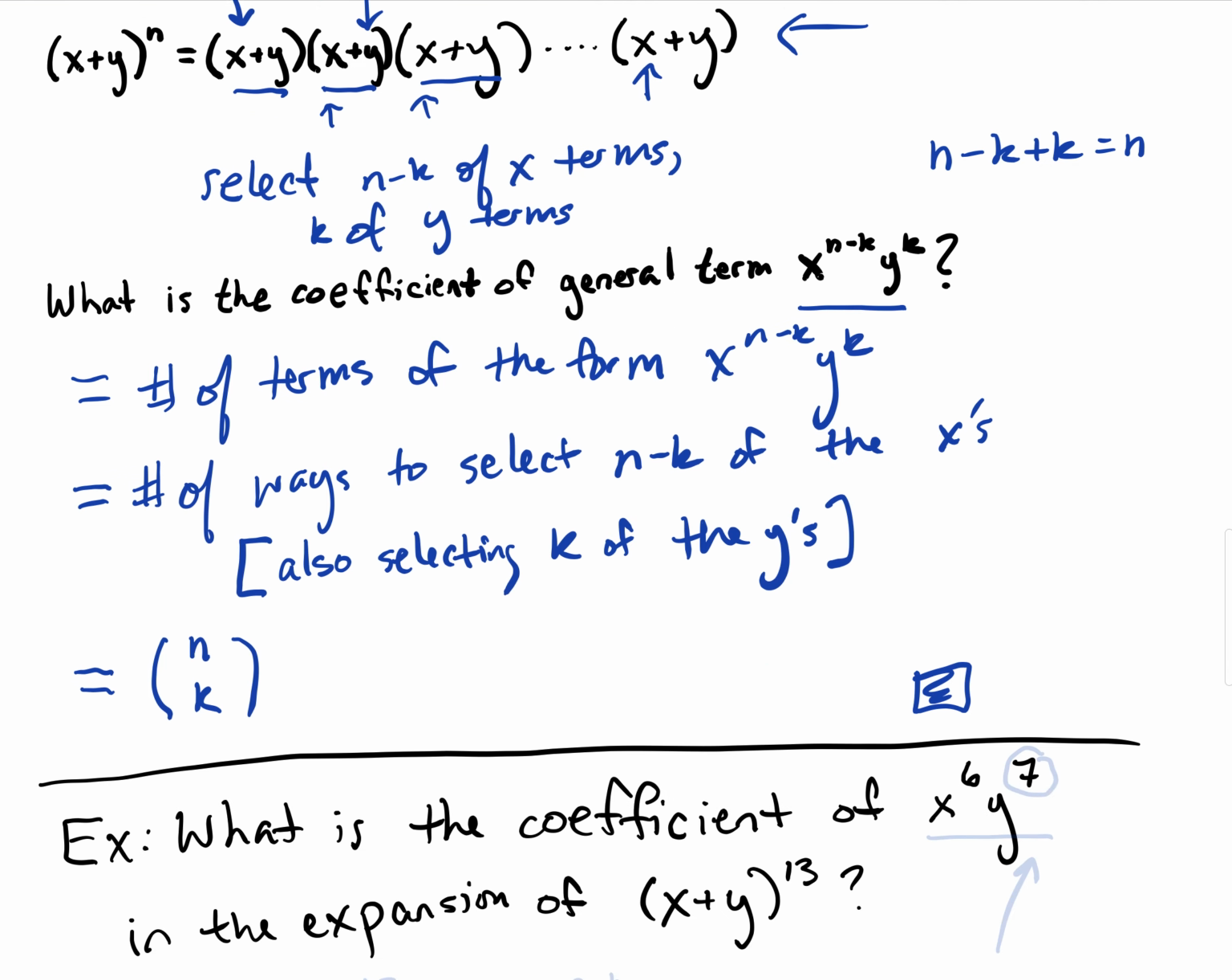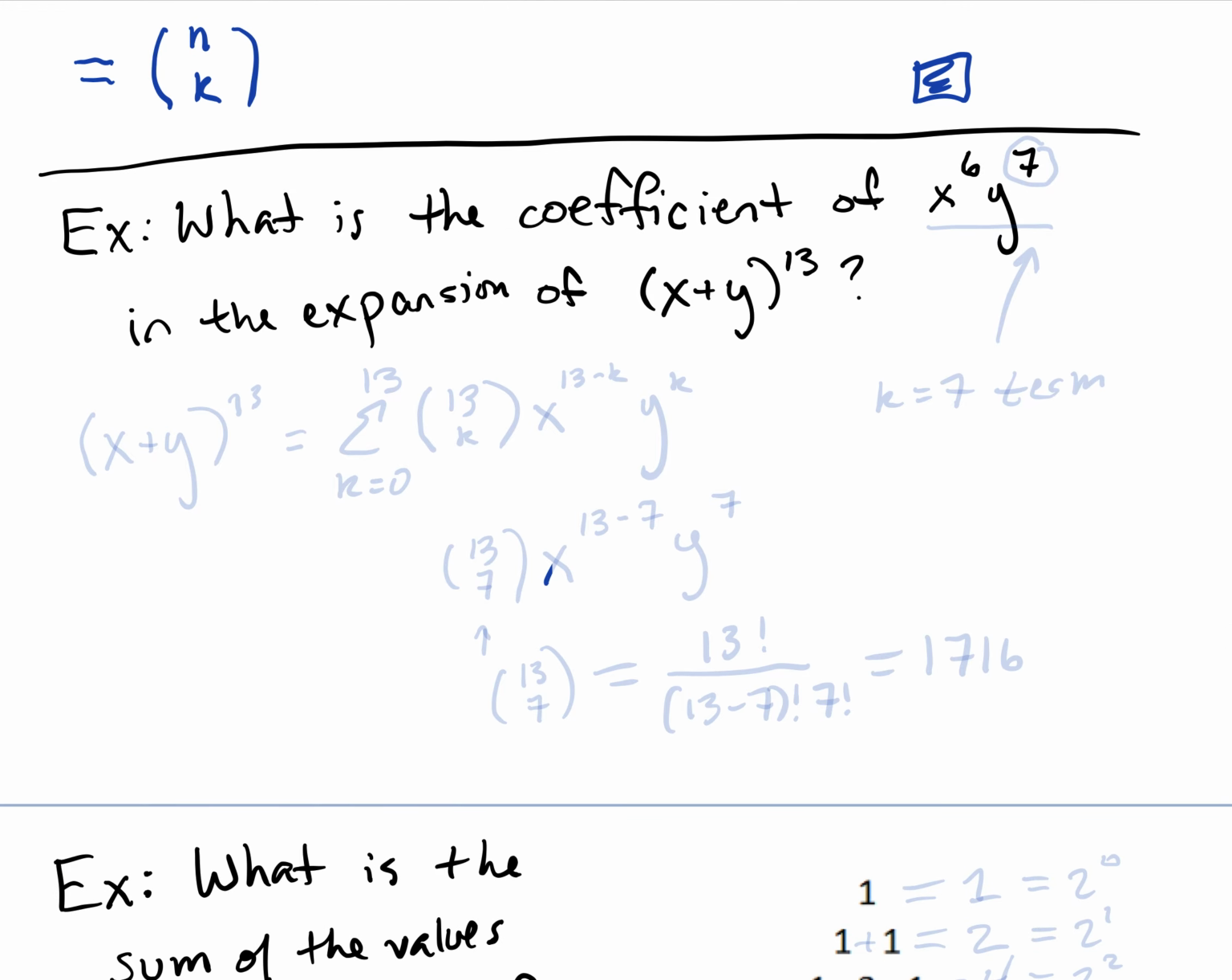So let's do a quick example using the binomial theorem. What is the coefficient of x to the 6th, y to the 7th in the expansion of (x plus y) to the 13th power? Well, we know from the binomial theorem that (x plus y) to the 13th power is the sum from k equals 0 up to n, which is 13, of 13 choose k, n choose k, times x to the n minus k, so 13 minus k, times y to the k.